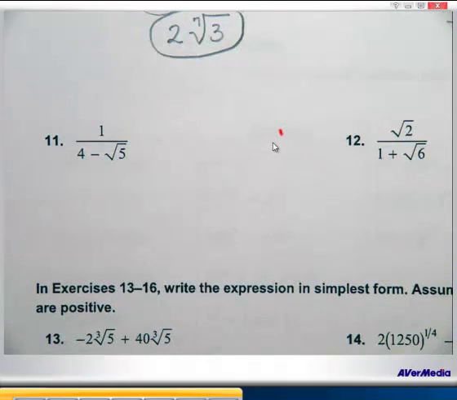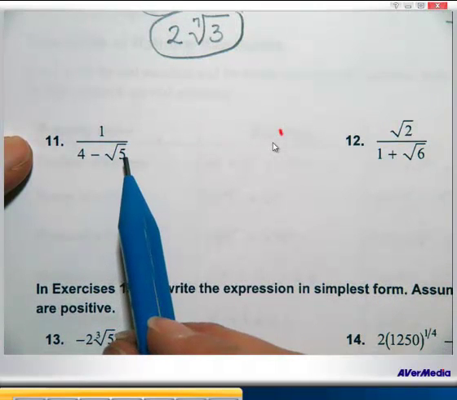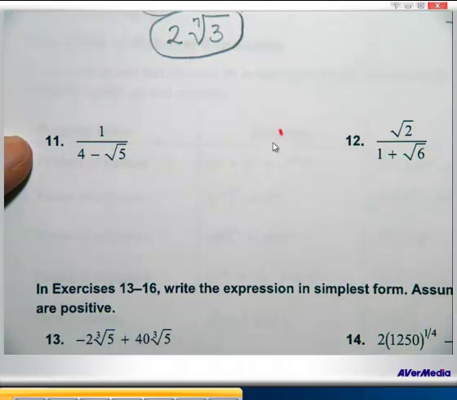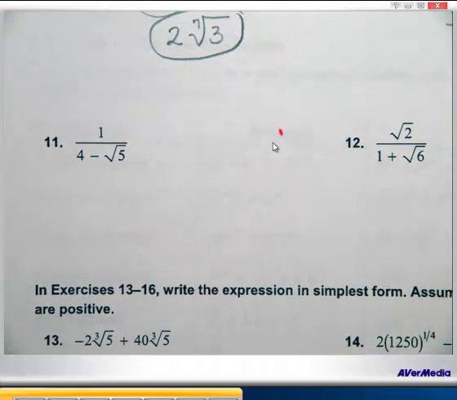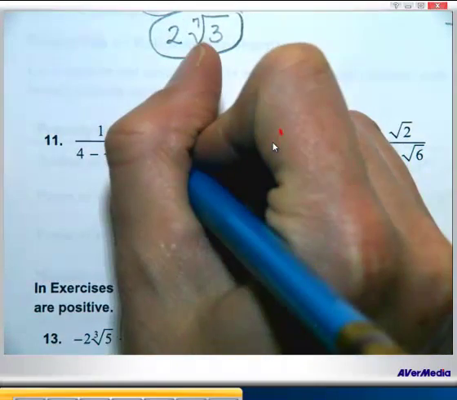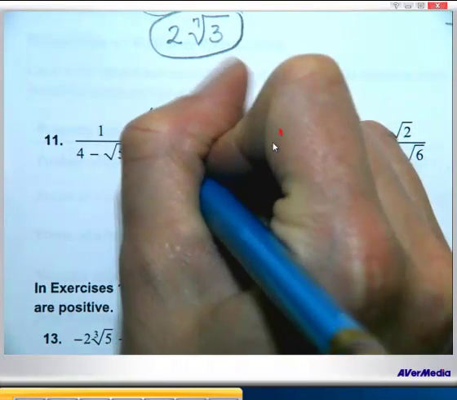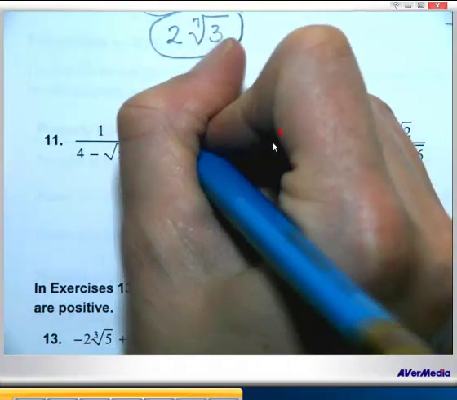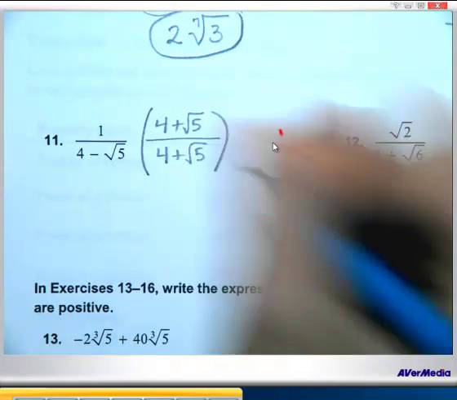Okay, the next 2 examples deal with that conjugate idea I talked about on the front page. You'll see what happens when we do this: if I want to get rid of the radical on the bottom, on ones like this, we can multiply by the conjugate. 4 plus root 5. 4 plus root 5, top and bottom.